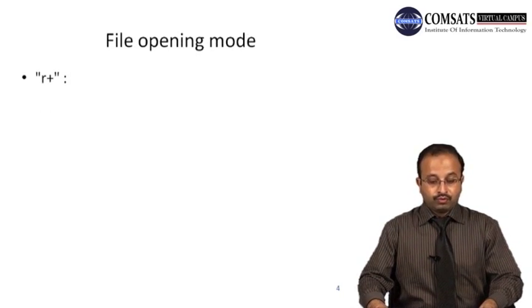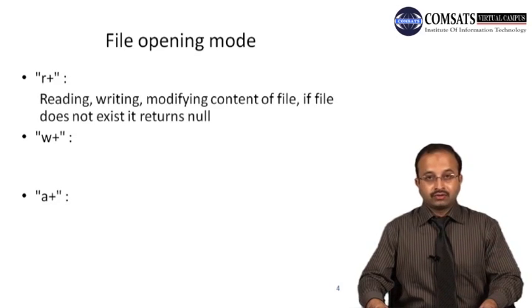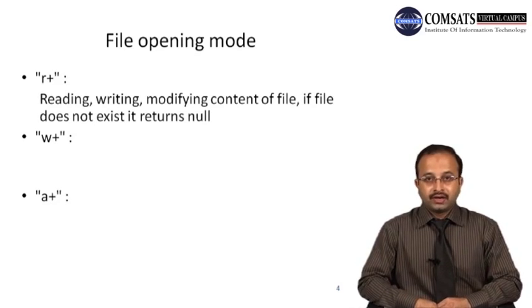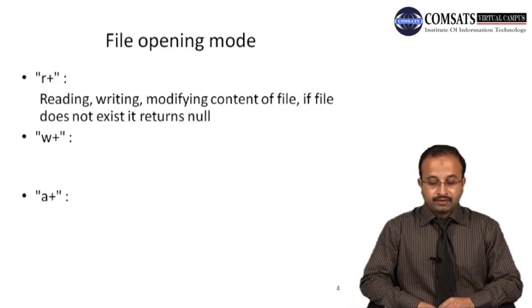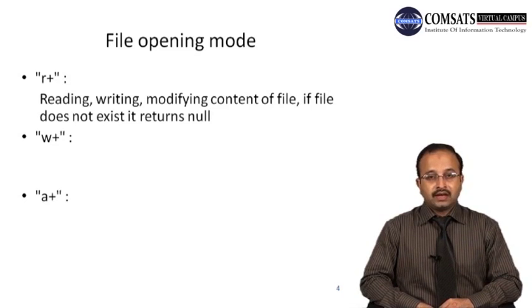So the fourth mode is R plus mode, and then W plus mode and A plus mode. In the previous lecture we have seen R mode, W mode and A mode. Now this is R plus mode: reading, writing, modifying content of the file. R plus mode says you can read the file content, you can write new file content, you can modify the existing content, and if the file does not exist it returns null. That means it won't create a new file, and if the file exists the file pointer points to the beginning of the file, or the beginning of the buffer that is allocated for that file in the RAM.